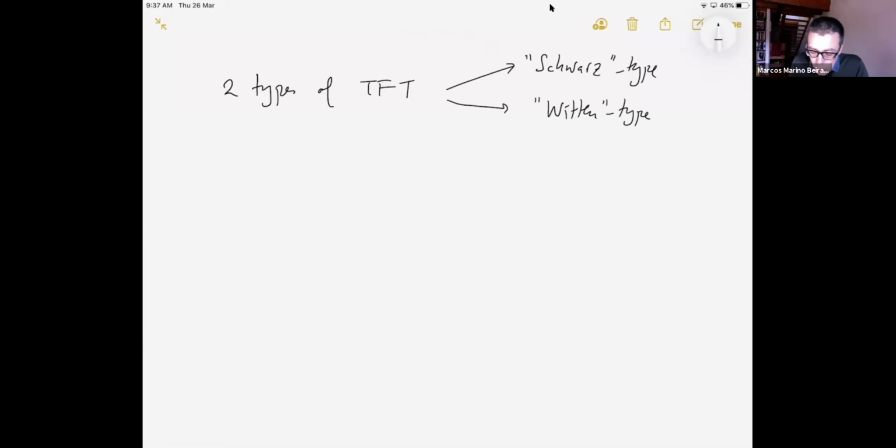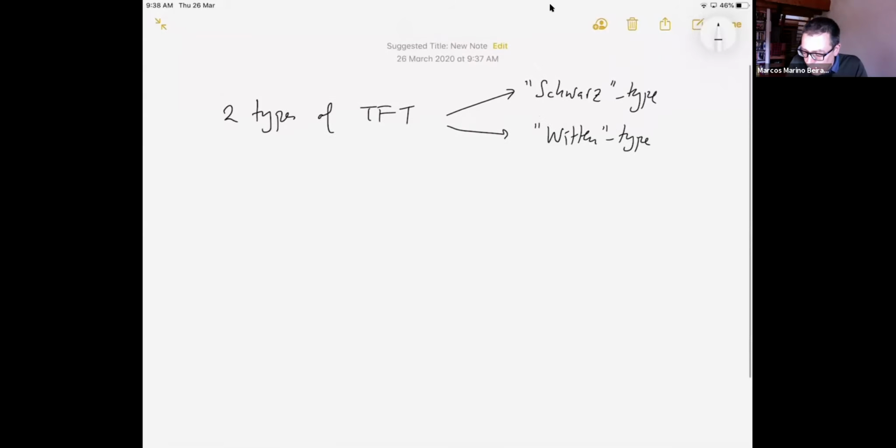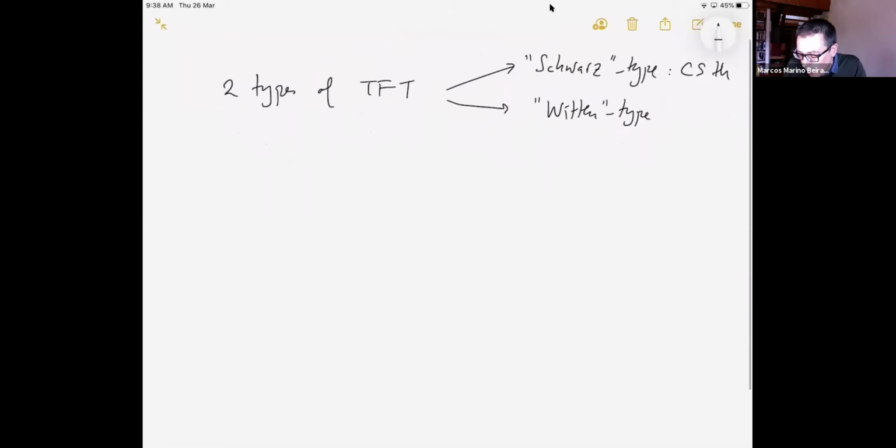Now, Schwarz type topological field theories are theories in which the action that defines the theory is itself topological, and doesn't depend on the metric to start with. The most famous example of this is Chern-Simons theory, for those of you who have maybe heard these words. We could do a course on Chern-Simons theory, but this is a relatively complicated quantum field theory.